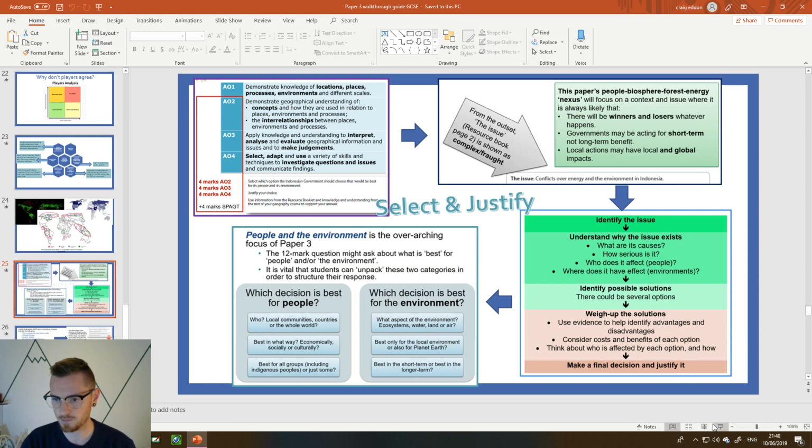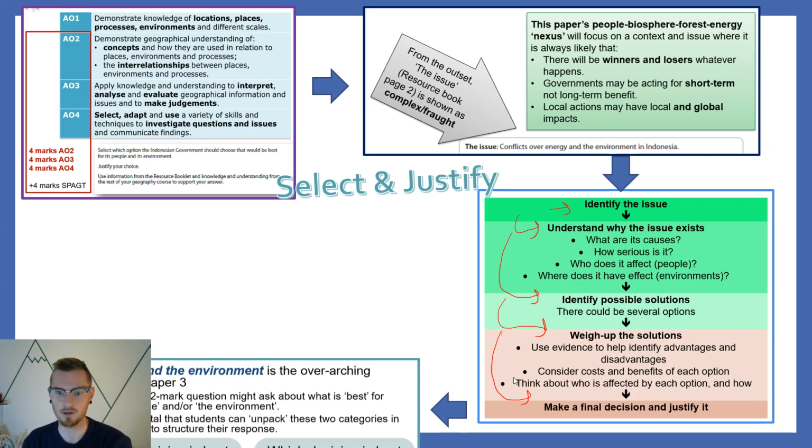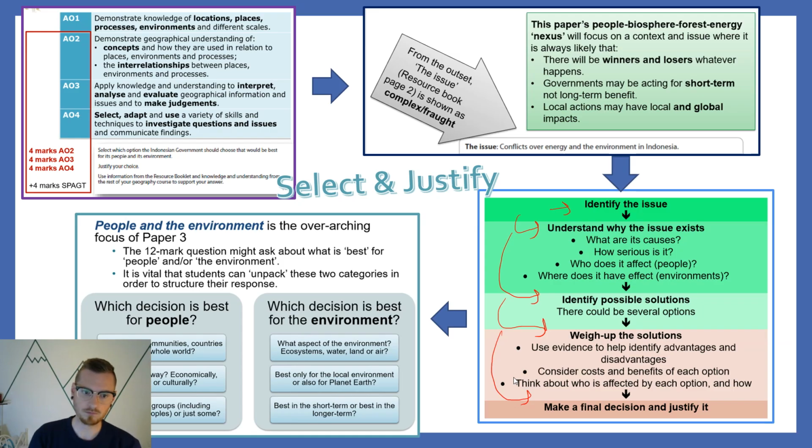So back here then, when you get to that choice making, when you get your three choices, use this. Identify the issue, work your way through this, understand why the issue exists, identify possible solutions, weigh up the solutions, and make that final decision. Choose one of them. So this is a flow diagram you can follow as a thinking process to making that choice. You might want to pause this and have a look at that in more detail.